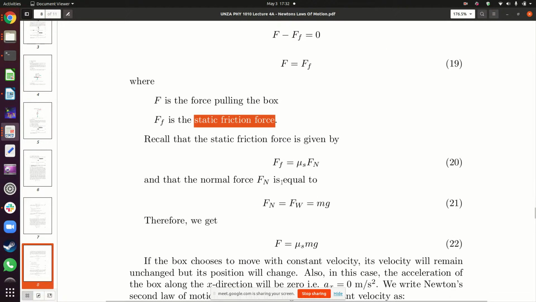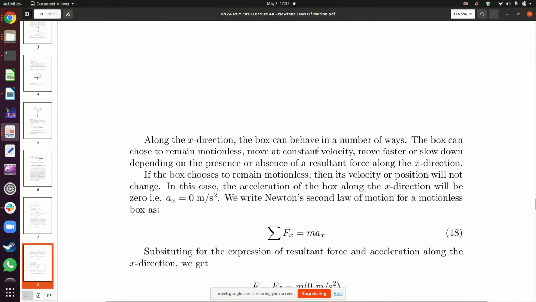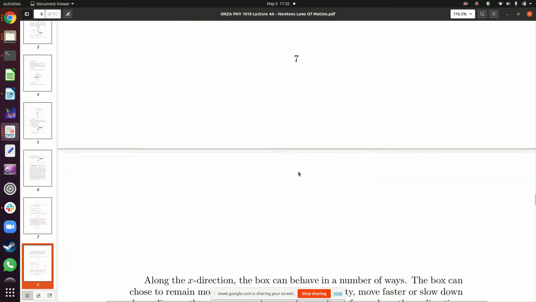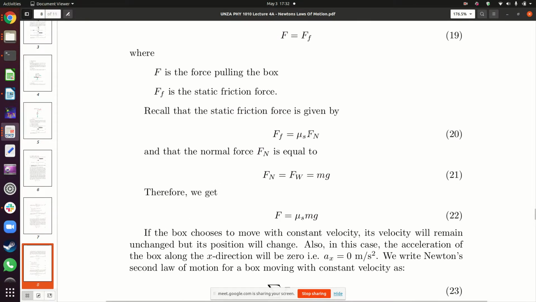We have an expression for the static friction force. The static friction force is equal to the coefficient of static friction multiplied by the normal force. We have just seen up here that the normal force F_n is always equal to the weight of the object, which is equal to mg. So we can rewrite this expression as mu_s, the coefficient of static friction, multiplied by mg, which is the weight.